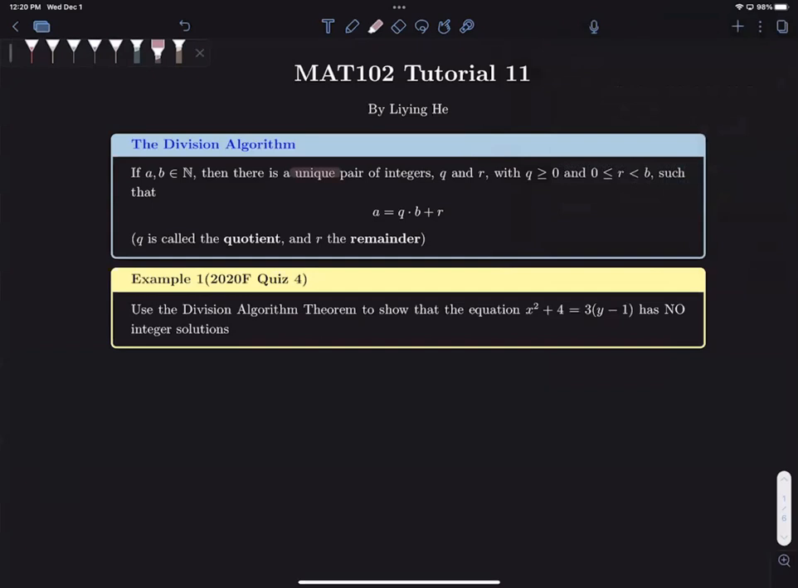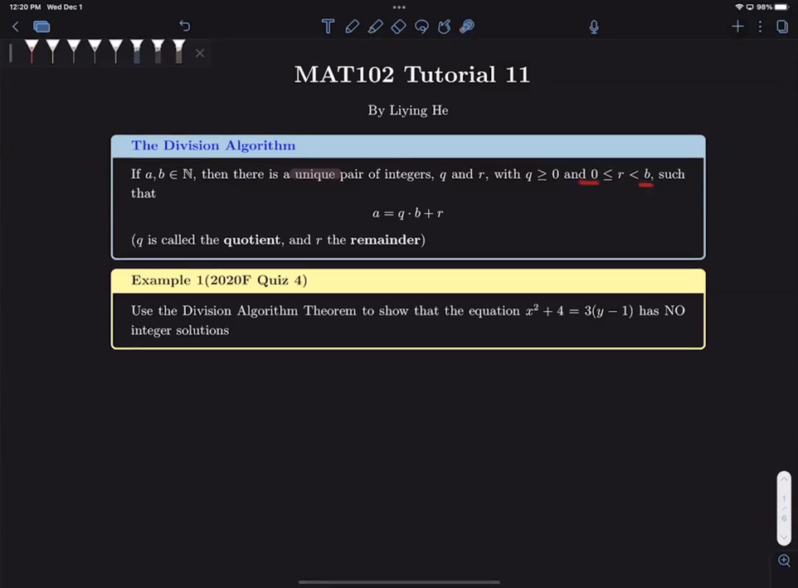Then there is a unique pair of integers R and Q, where Q is greater than or equal to 0, R is in between 0 and B, so R cannot be bigger than B, such that we have A equals QB plus R. So this is a quotient, this is a remainder.